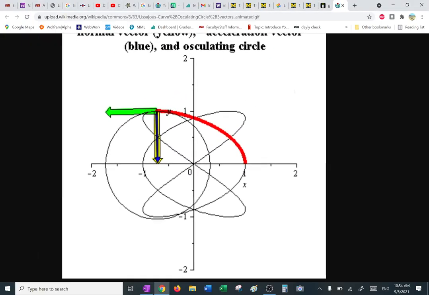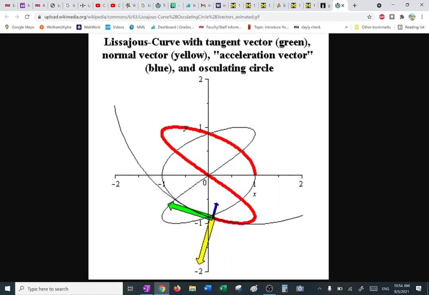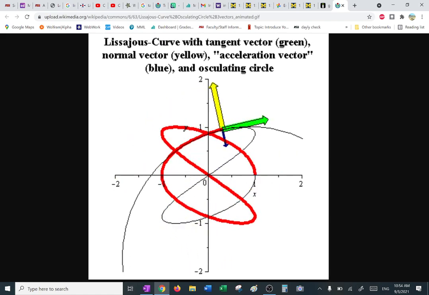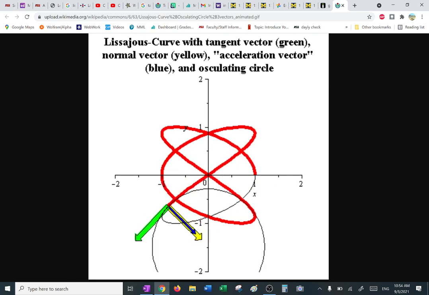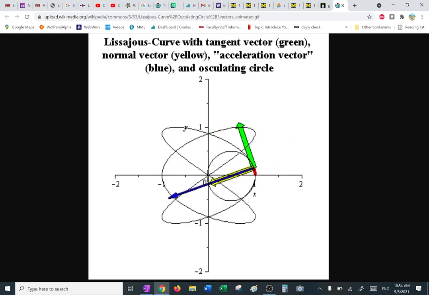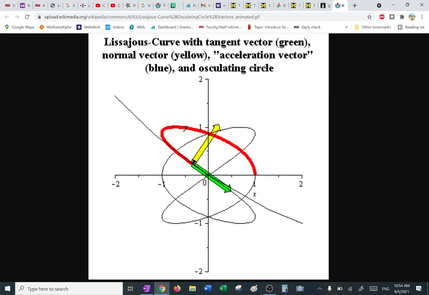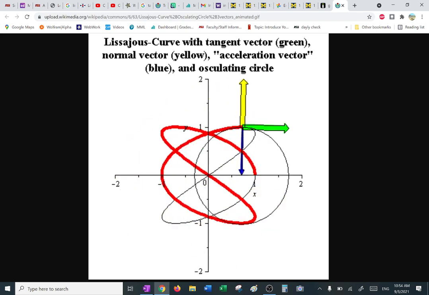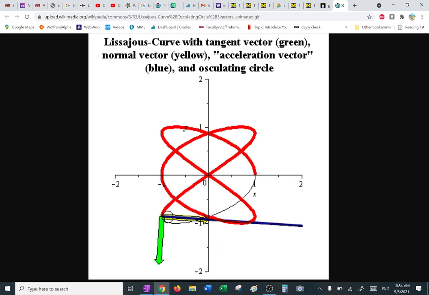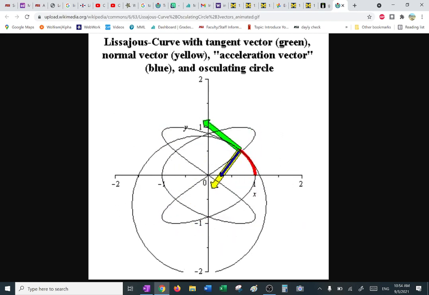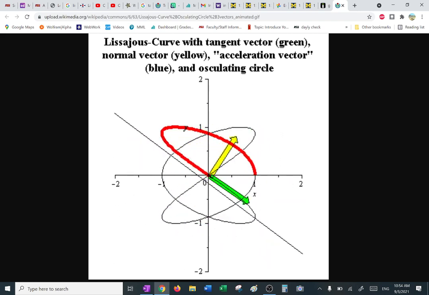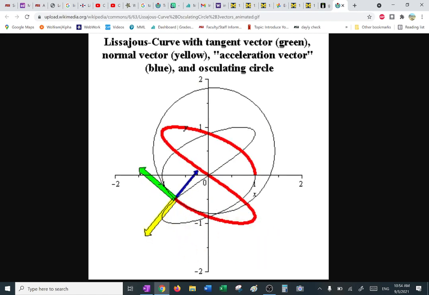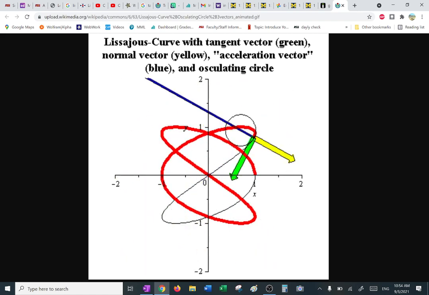Yeah, this is what I wanted to show. You see, a tangent vector is in green, normal vector is in yellow, and acceleration vector in blue creates an oscillating circle. How cool is that? Three vectors show you everything: the speed, the gradient, which we're going to learn soon too, and normality of the curve. That is also a pretty cool animation I found on Wikipedia.